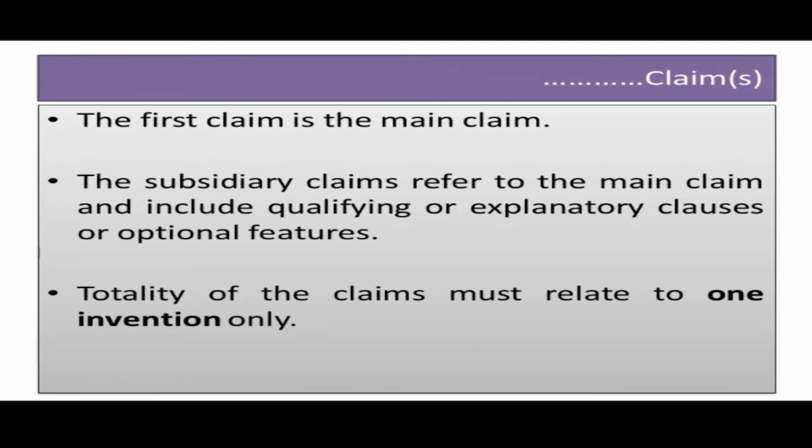And totality of the claims must relate to one invention only. Though there are different claims, one main claim and there are subsidiary claims or dependent claims, all these are with regard to one invention. If it is with regard to two devices, it is with regard to two inventions, which cannot be claimed in one patent application, one specification.